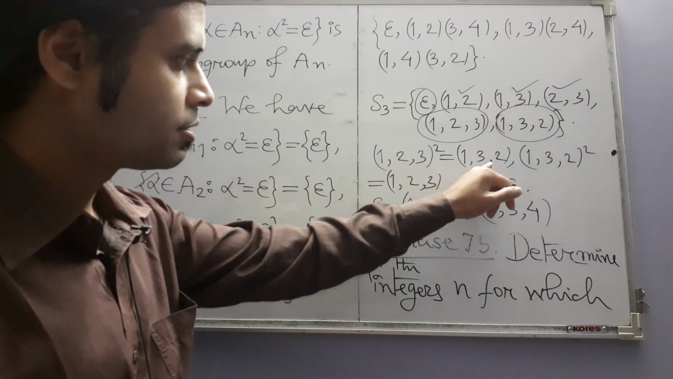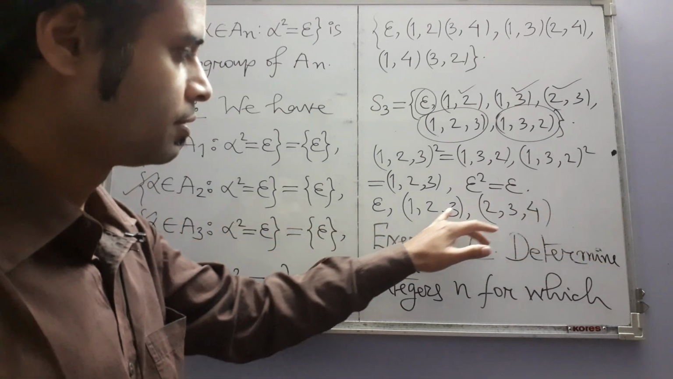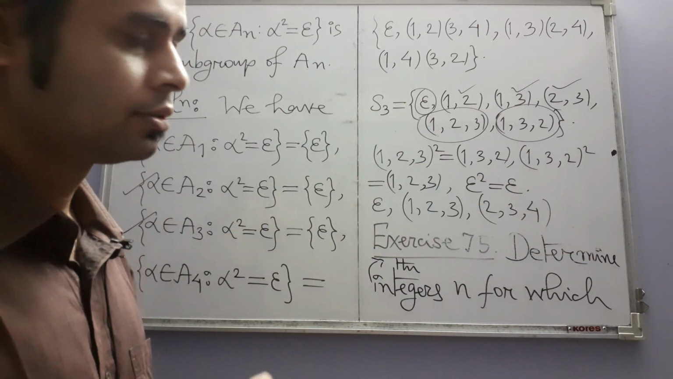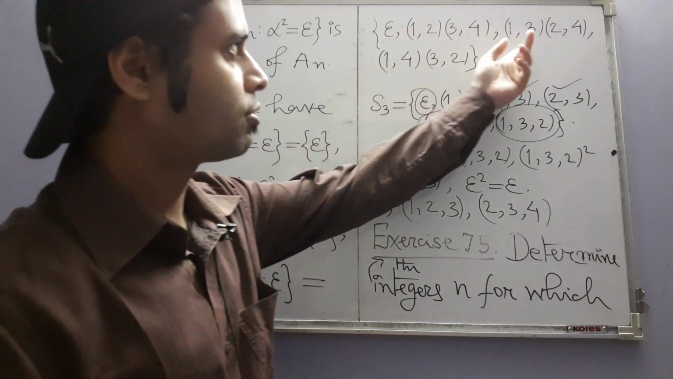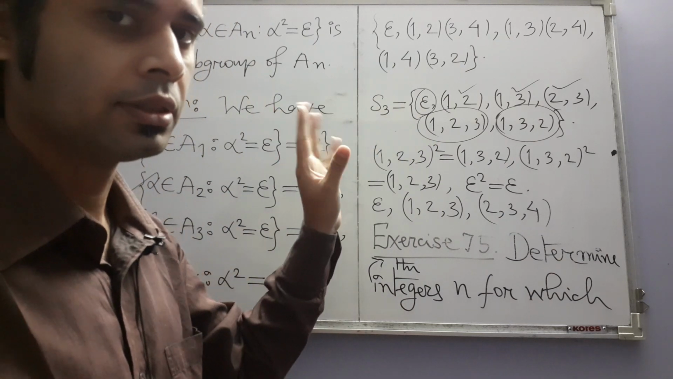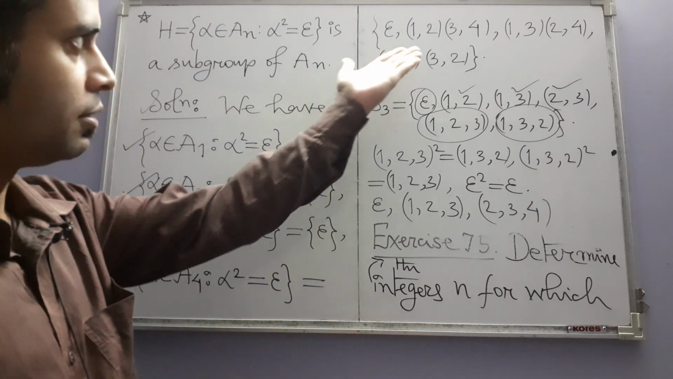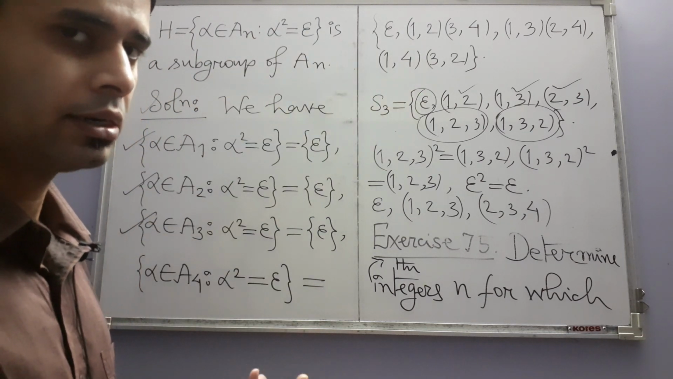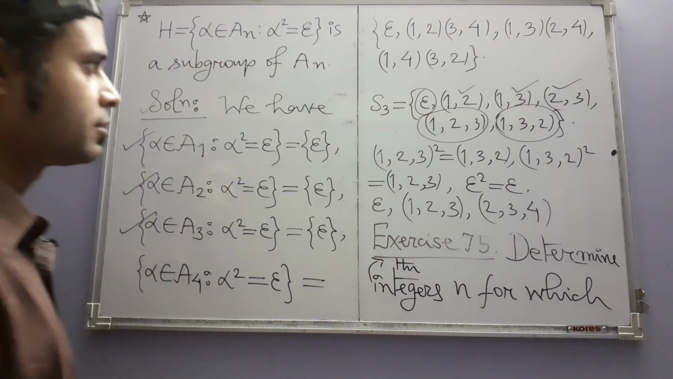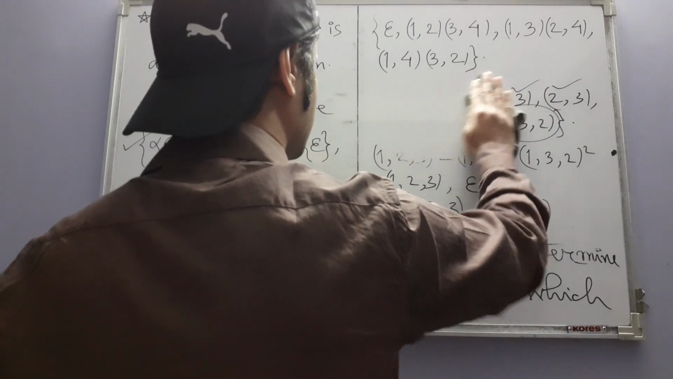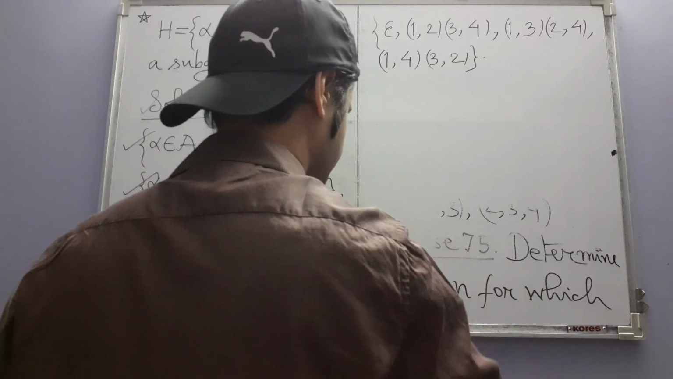However, when you take squares of any one of these three cycles in A4, you are not going to get identity. However, epsilon square is epsilon, and when you take the squares of these elements, then you of course get identity. And that is why in this case, this is the set H that we have in the exercise. And it turns out that just like the first three, this is a subgroup of A4.